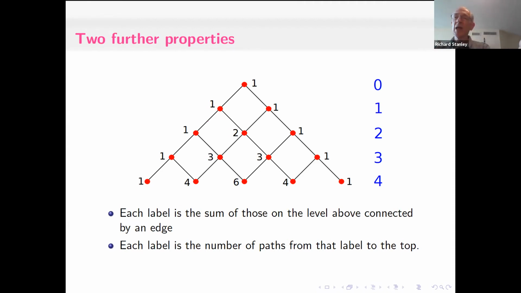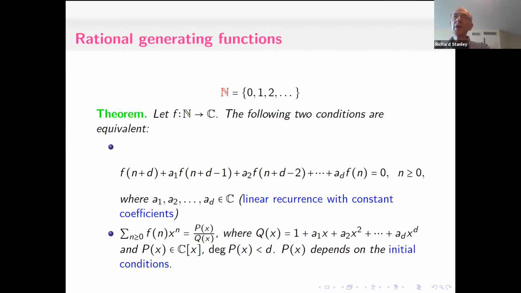Okay, so we'll see some analogs of this. The second topic I wanted to quickly review for those who don't know it is the connection between rational generating functions and linear recurrences with constant coefficients. So this, blackboard bold N denotes the set of non-negative integers.